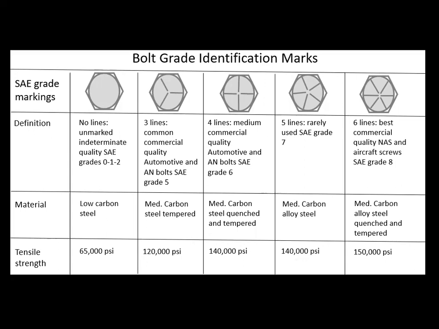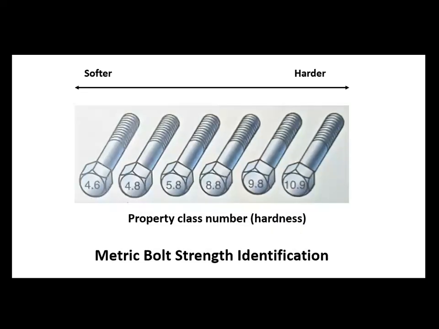Grade marks are placed on the top of the head in the USCS, US customary system, to identify the bolt strength. In the metric system, the strength of the bolt is identified by a property class number on the head. The larger the property class number, the greater the tensile strength of the fastener. Thread depth is the height of the thread from its base to the top of its peak.